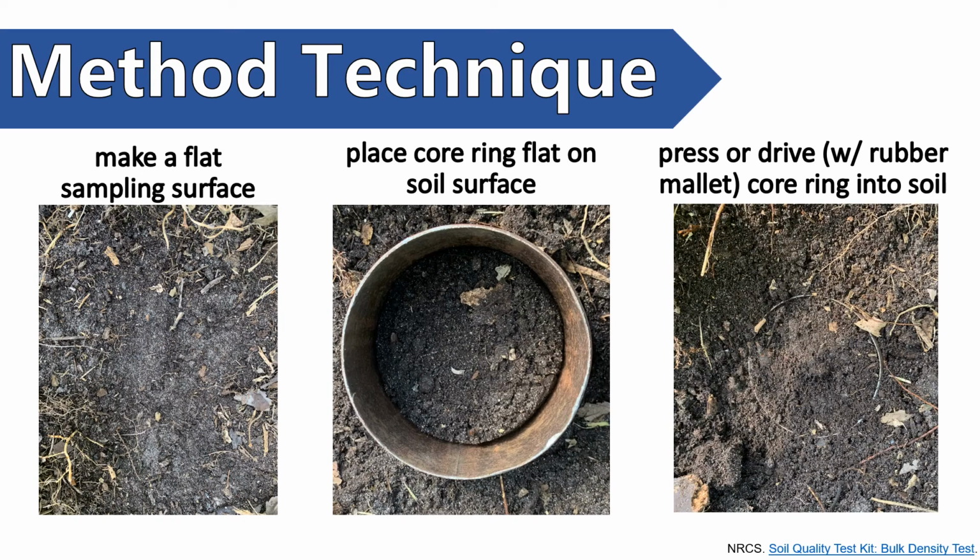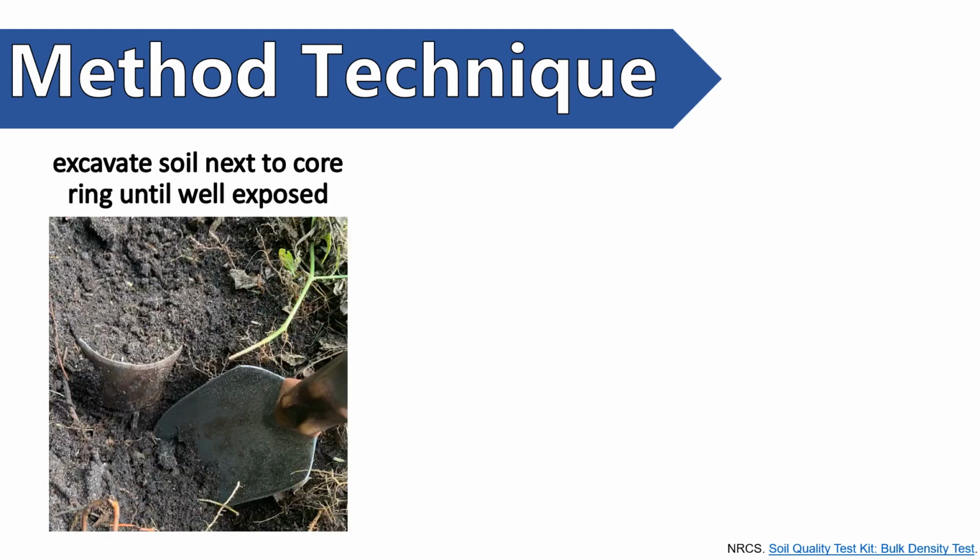And this is what it will look like after you've finished driving it in to the soil. You'll see here in this image that there isn't variability in elevation of the soil from outside the ring to inside the ring. So here we do not have compaction. Then you will want to excavate the soil beside the core ring until the whole ring is well exposed, at least on one side. And you'll want to expose also a few inches below the core ring as well.